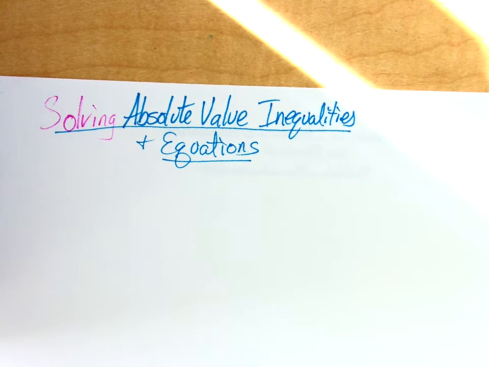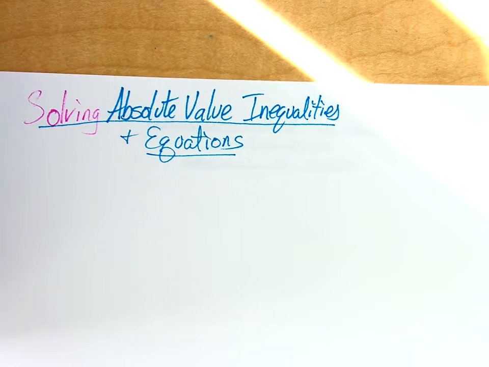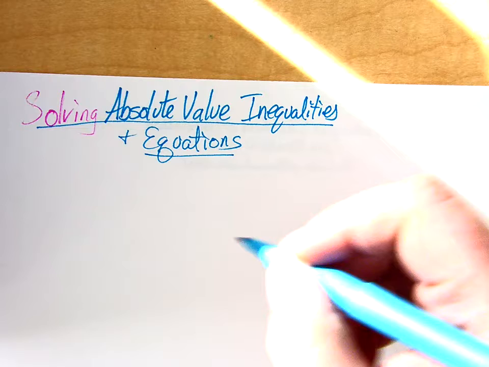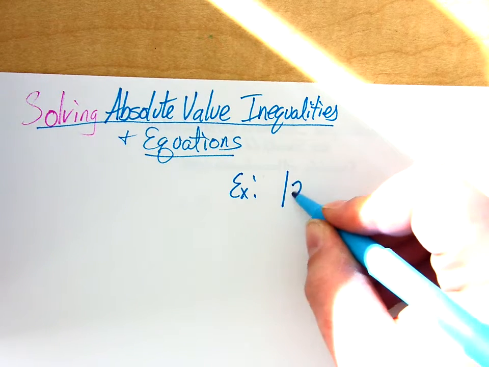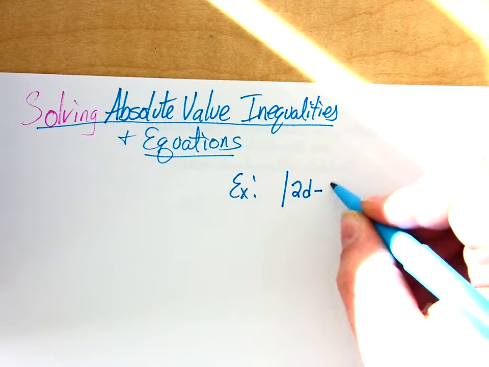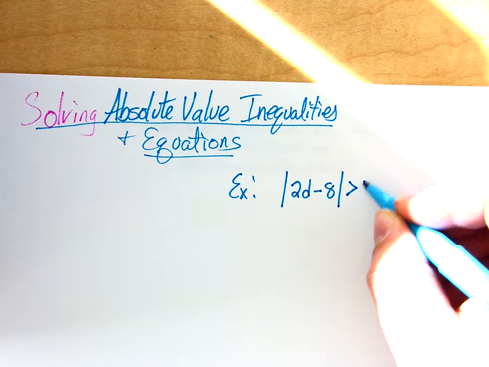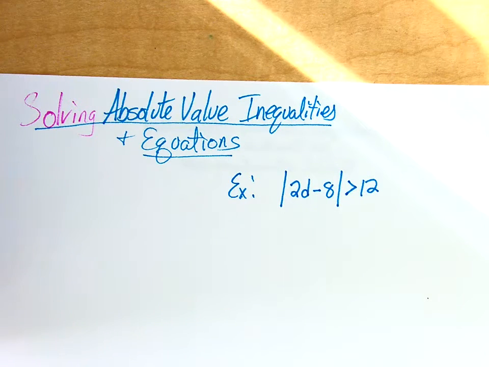So the very first thing, first let me even show you what one of these looks like. So maybe we'll do an example as we sort of write out our steps, okay? So here's our example problem. I'm going to kind of write that on the right-hand side, and on the left I'll write the step-by-step instructions. So let's just say we were going to do something like the absolute value of 2d minus 8 is greater than 12. Okay? So here we have an absolute value inequality, and I need to solve for d.